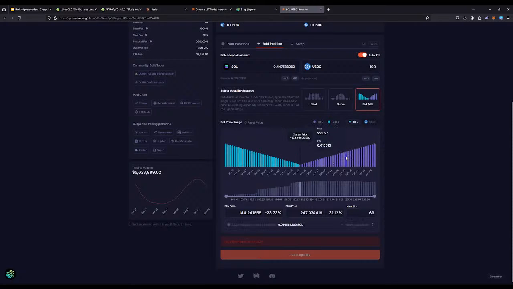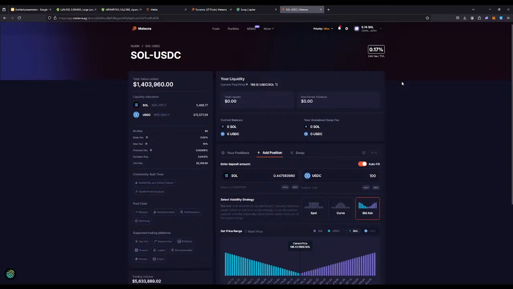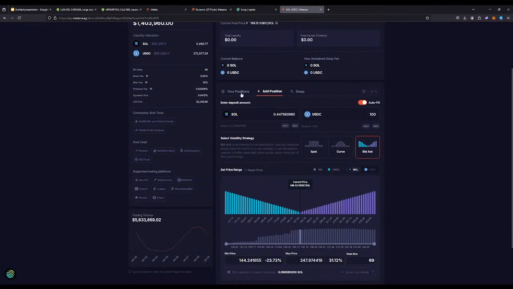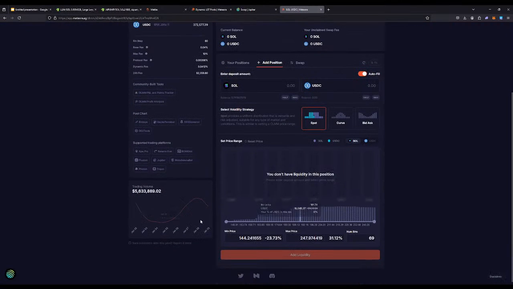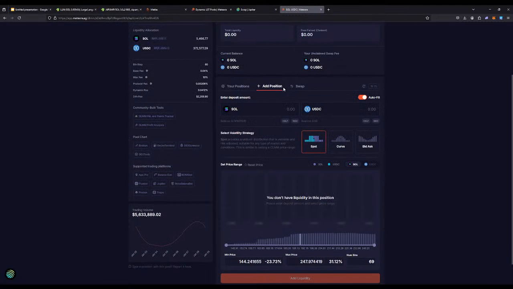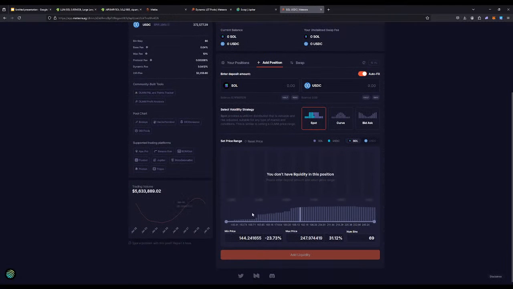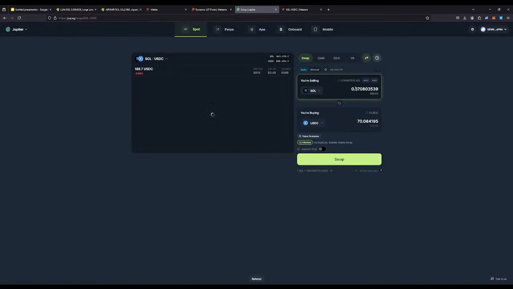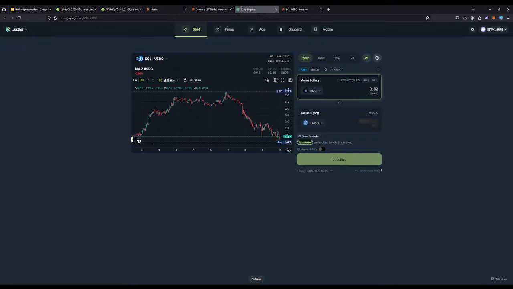So using these three, basically mixing all these three ways of providing liquidity, you can create your custom strategy. And let me just show you how to do that. For example, at any point, if you want to refresh all the ranges, you just click anywhere else on the platform and come back, and it'll refresh for you. So first let me just swap some, I'll say 0.32, actually I'll put 0.25.